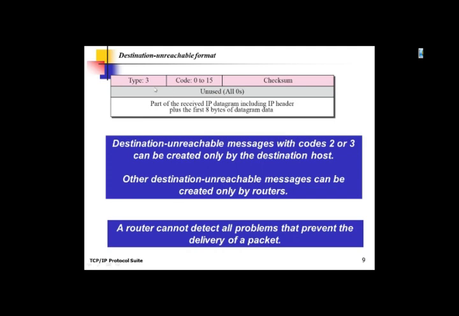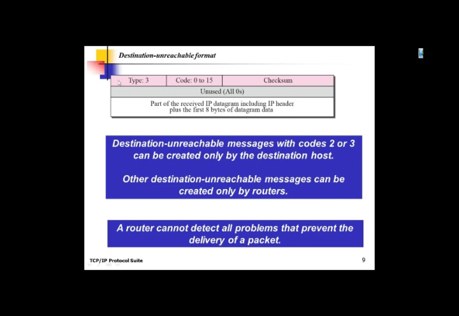So now let's have a look at the first kind of error, which is called destination unreachable, and the type of this kind of error is 3. Now this error can be raised because of many possible reasons, and we call each reason a code. So we have codes 0 to 15 possible.